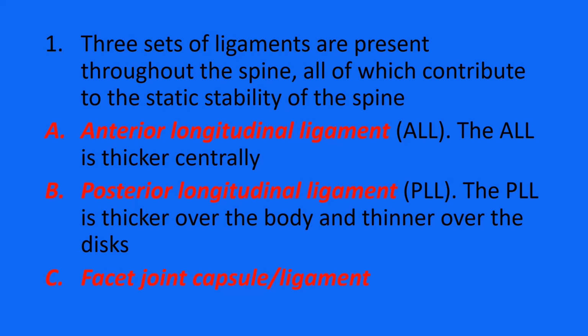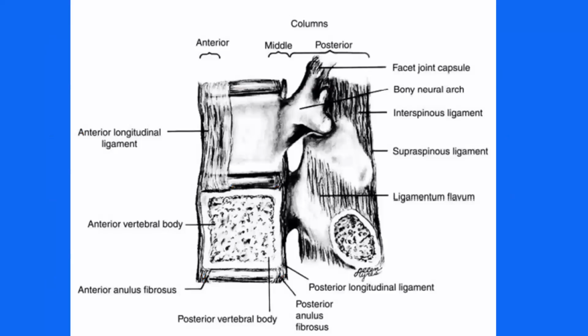You should know about the facet joint capsule and the ligaments about it. This is a diagram that tells you where the anterior longitudinal ligament lies on the anterior aspect of the vertebral body. And you have the vertebral body. As you go down, it becomes wider. Why? Because it has to support more weight. And if you go into the vertebral body, you see that it consists of mainly cancellous bone with a thin cortex. So don't forget this.